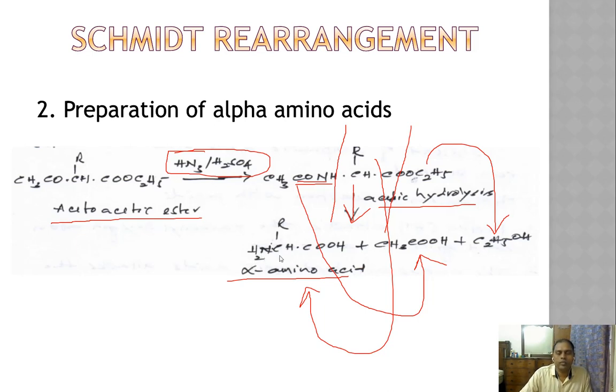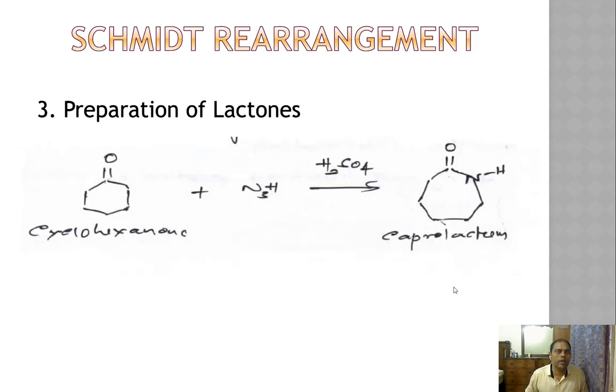This is alpha amino acid. The amino group is attached to the alpha carbon. This is the alpha carbon to this carboxylic acid group, so it is alpha amino acid. That is the second use of Schmidt's rearrangement reaction.